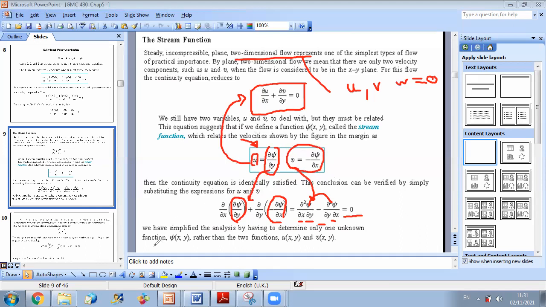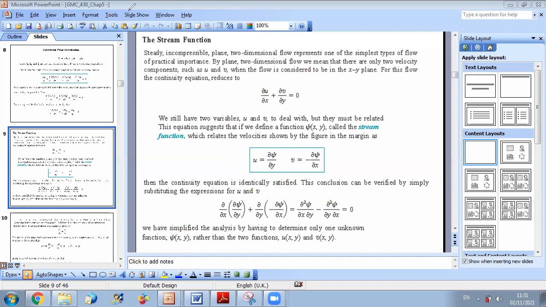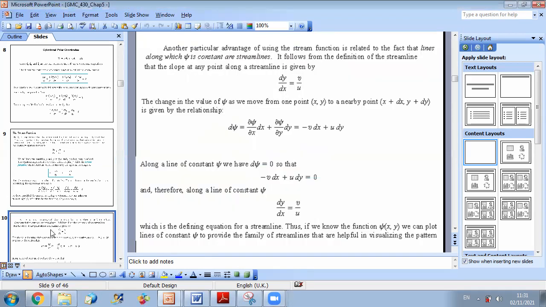So instead of having to solve for a flow field, instead of having to determine two functions u and v, the purpose will just be to determine psi. So if I determine psi, I can determine u and v. Okay. Now, what is the importance of the stream function? We'll see together. It has a lot of applications.